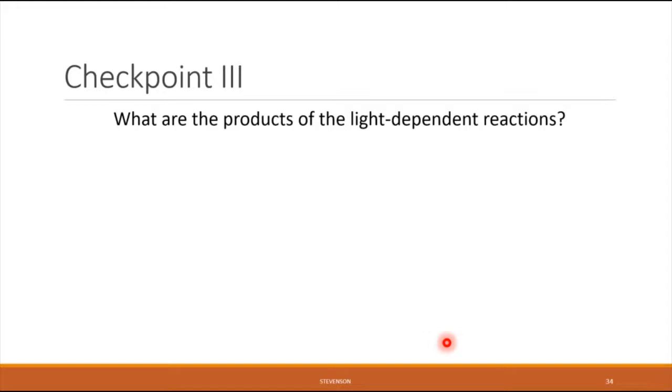So now we're finished talking about the light-dependent reactions, and I want to pause and recap by asking you, what are the products of the light-dependent reactions? What comes out of this first step of photosynthesis? And to give you a clue, there are 3 things, and I want you to make sure you hit all of them.